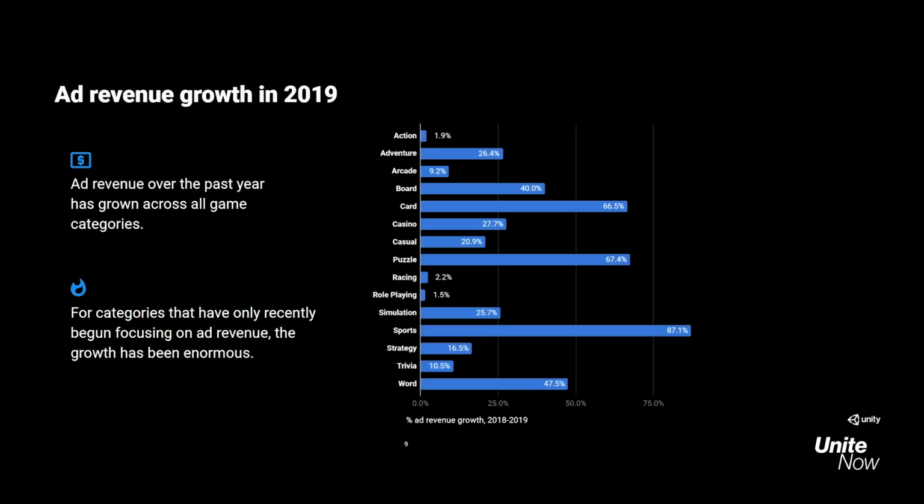Secondly, categories that have really embraced ad revenue in the past year have grown by a lot. Sports games in particular have seen a boom as more sports games casualize their gameplay with idle mechanics and reward systems. So you can see that big 87% growth is because they've adapted their gameplay genre to new ad revenue.